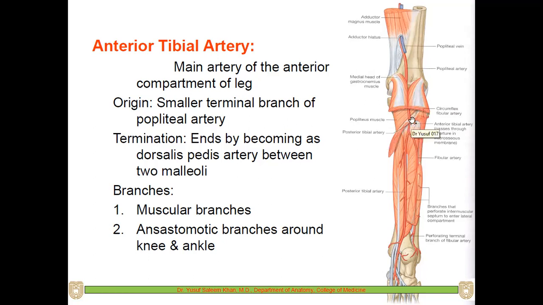So at the lower border of the popliteal fossa, it divides into two branches: the posterior tibial artery, this one, and the anterior tibial artery. The anterior tibial artery will go in the front, and this one is going in the back. This is the back view. As I said, the popliteal fossa is behind the knee joint.